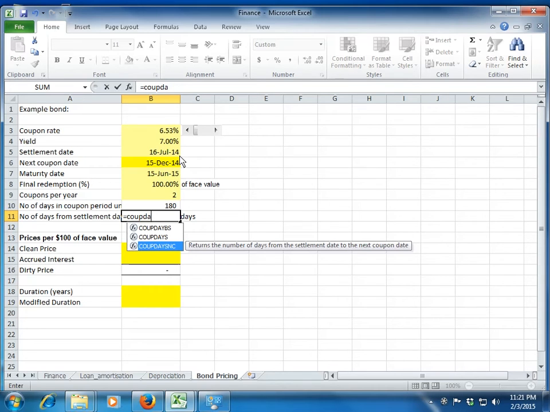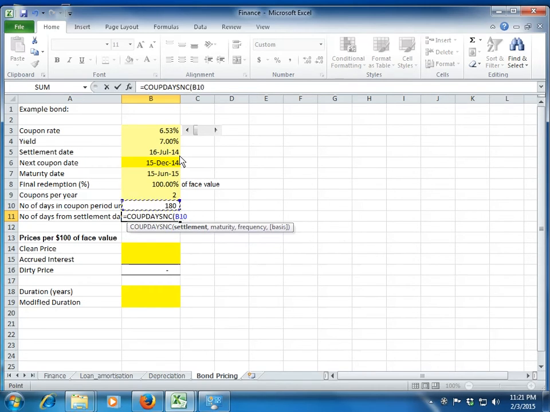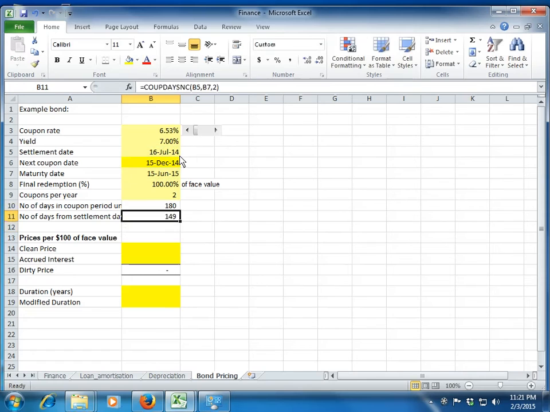So till next coupon, what is your number of days available? Again, some similar arguments: settlement date, maturity date, frequency, and basis is not required, right? So it says that till your next coupon days, 149 days are left out. Fine. Finally, it helps you in calculating the price of the bond, that if you are buying this bond today, given the yield, coupon rate, etc., what should be the price of the bond.